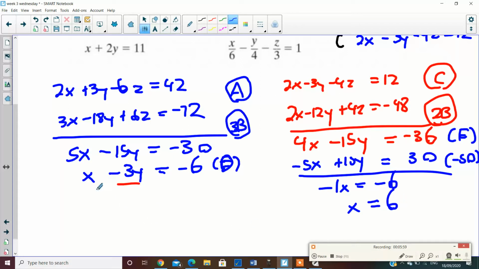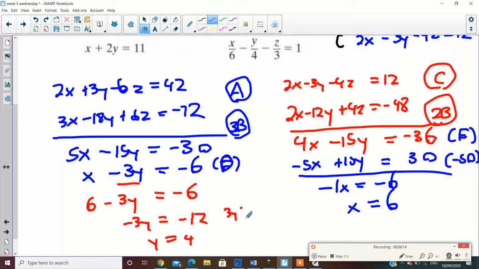All right, now that we know x is 6, what can we say about over here then? It's 6 minus 3y equals minus 6. Minus 3y equals minus 12. Therefore, y will equal what, guys? 4. 3y equals 12, y equals 4. Finally, we're on to z.